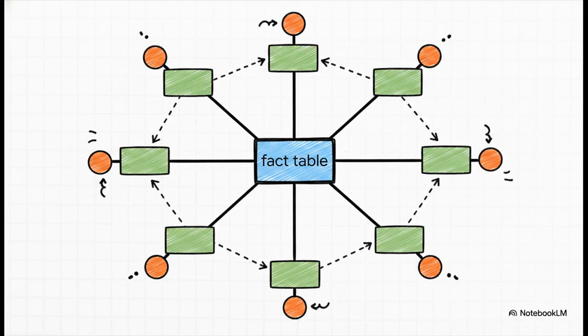Now, what if you take those outer dimension rays of the star and splinter them even further? Say, normalizing a product dimension down into separate brand and category tables. Well, then you get what's known as a snowflake schema. This approach is great because it saves valuable storage space by reducing data redundancy, but honestly, it can be a bit of a headache for analysts to query because it requires executing significantly more joins.